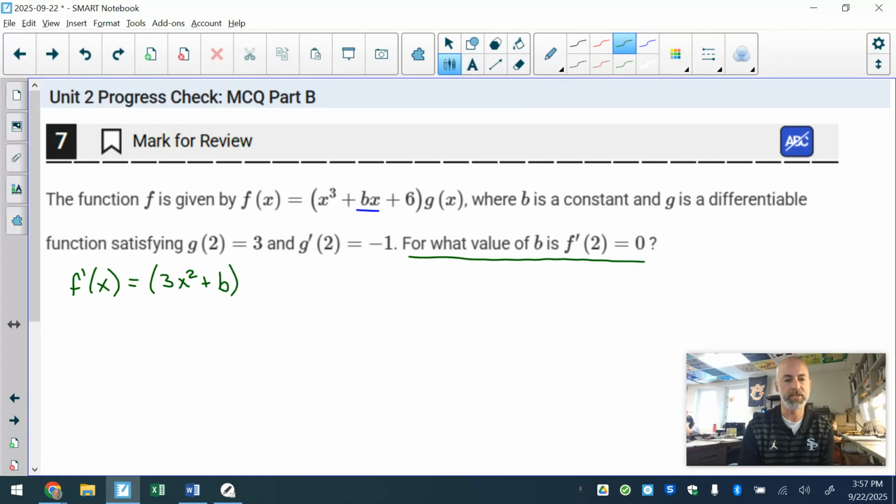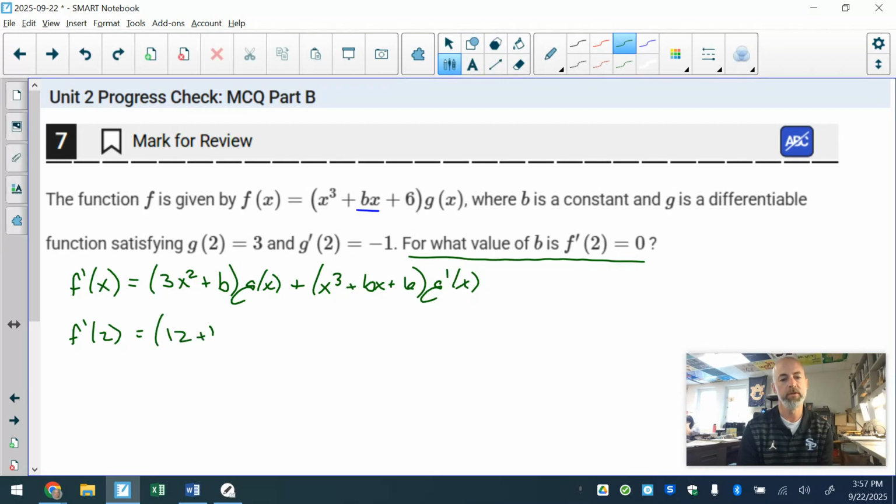The derivative of 6 is 0, so that's the derivative of the first term times the second, plus now I will leave the first term alone, bx plus 6. And then the derivative of g is g prime of x. And now I will plug in 2. f prime of 2 is going to be 3 times 2 squared, that's 12, plus b times g of 2 plus 8, plus now 2b, b times 2, plus 6, times g prime of 2.